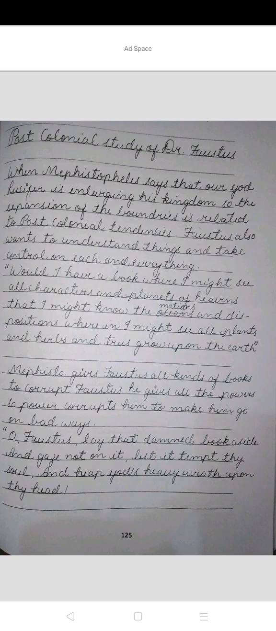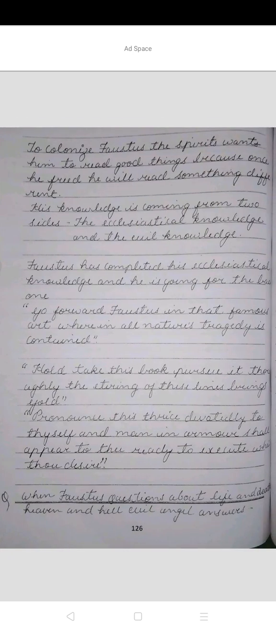Mephisto gives Faustus all kinds of books to corrupt him, he gives him all the power. So power corrupts him and makes him go on bad ways. The famous line is, "O Faustus, lay that damned book aside and gaze not on it, lest it tempt thy soul and heap God's heavy wrath upon thy head." To colonize Faustus, the spirits want him to read good things because once he is freed, he will read something different.